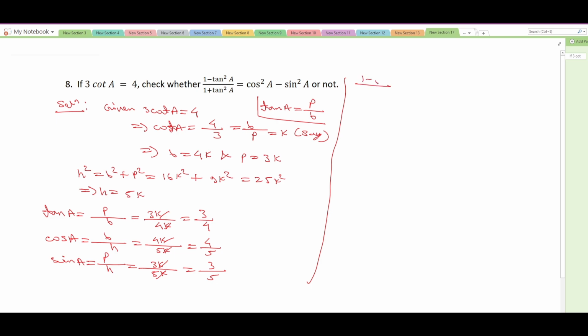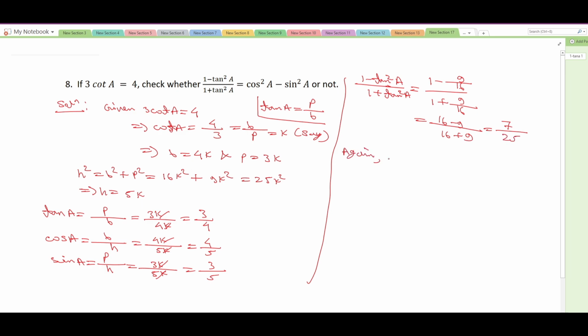Now (1 minus tan square A) over (1 plus tan square A) equals, since tan A equals 3 by 4, tan square equals 9 by 16. So 1 minus 9 by 16 over 1 plus 9 by 16, and this is equal to (16 minus 9) over (16 plus 9), which is 7 by 25.